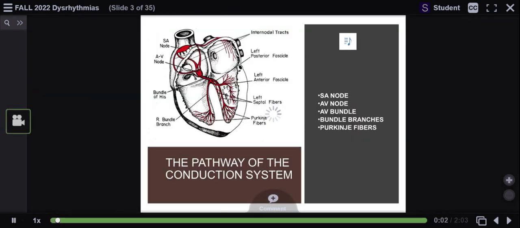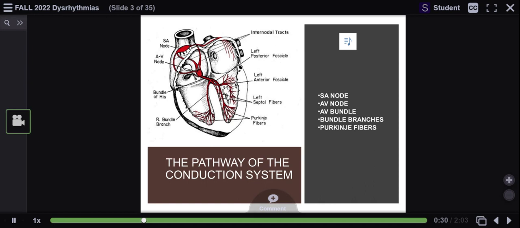So again, the cardiac conduction system is a group of specialized cardiac muscle cells in the walls of the heart that send signals to the heart muscle, causing it to contract. The right side of this slide shows you the main components of the cardiac conduction system. You have the SA node, the AV node, the bundle of His or the AV bundle, the bundle branches, and the Purkinje fibers.